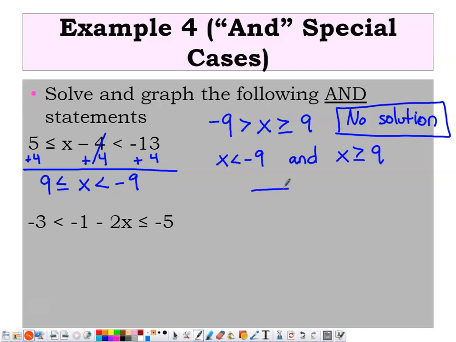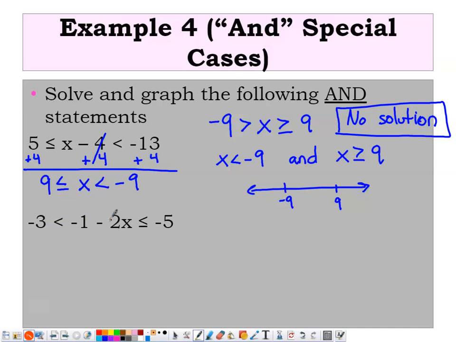So if I look at that graph, I can put negative 9 right here. I can put positive 9 up here, right? There's nothing to graph, because the graph is the solution set that satisfies the inequality. So we're just going to leave that graph blank. Let's take a look at that next inequality.